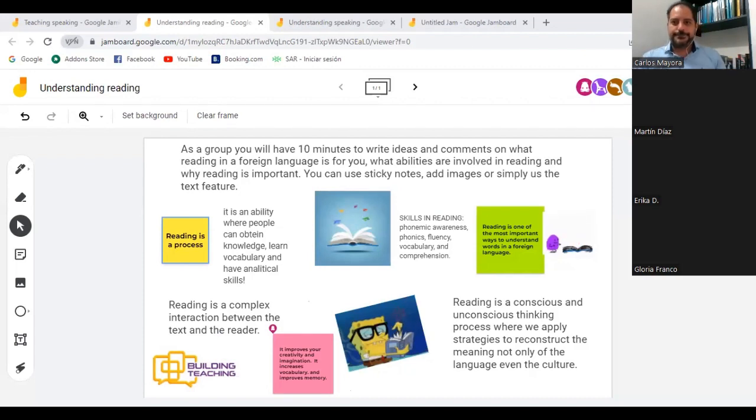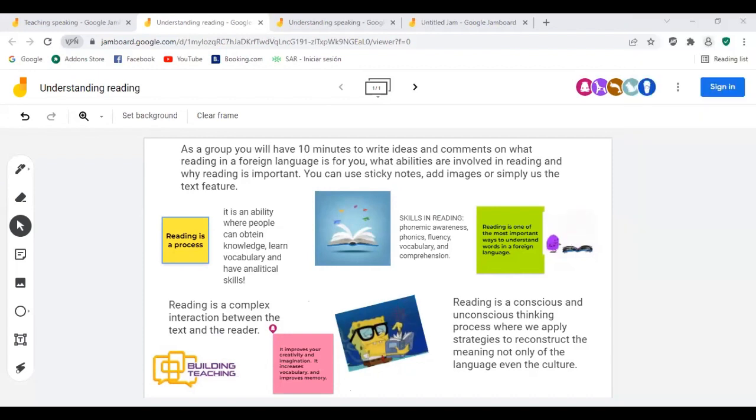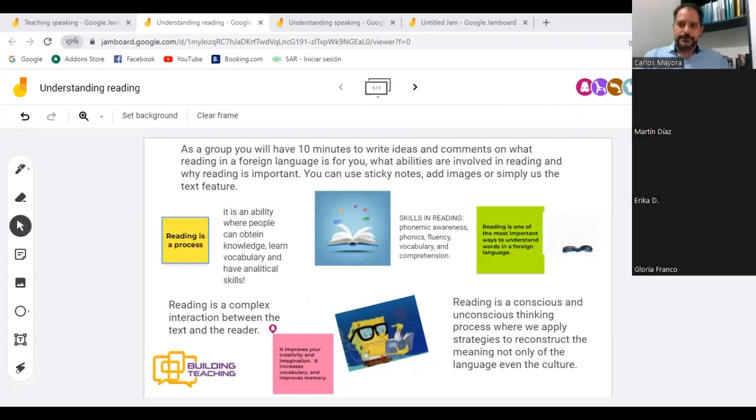Reading is a complex interaction between the text and the reader, and it improves our creativity, imagination, and, as we said before, it increases vocabulary and improves memory. And last but not least, reading is a conscious and unconscious thinking process where we apply strategies to reconstruct the meaning, not only in language, but even in culture. So that's what we thought about it.